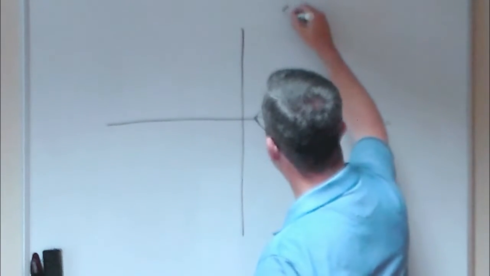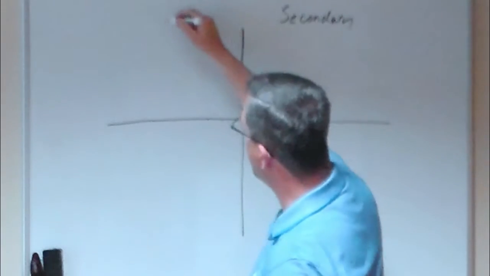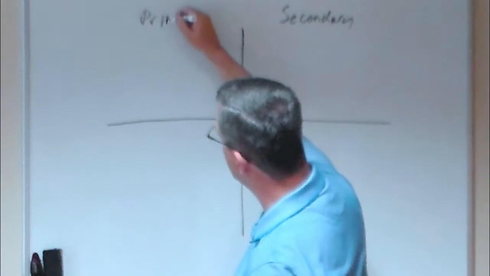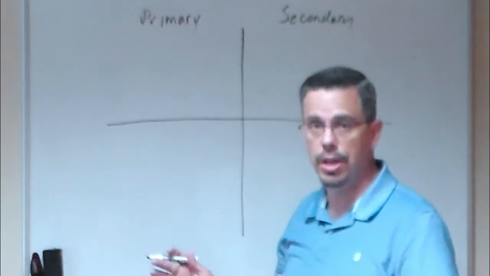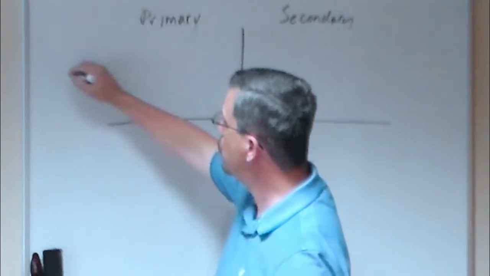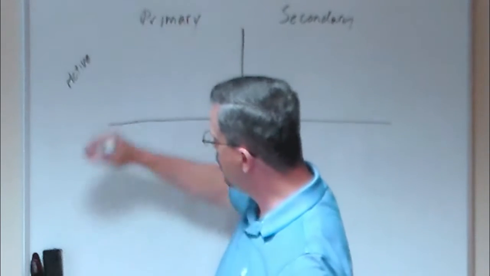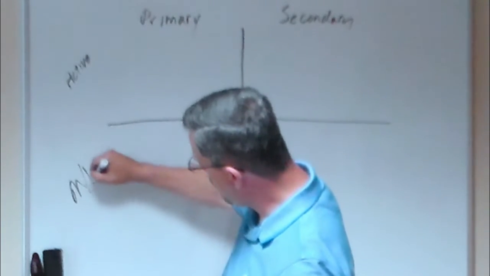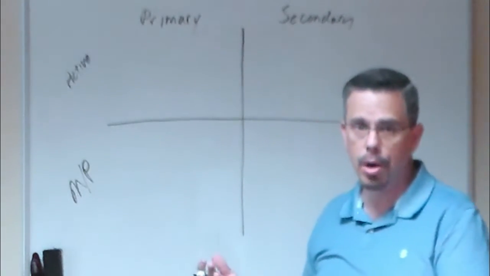So here we go. Let's look at the big chart first. So we're going to draw our quadrant again. In our quadrant, we have secondary endings over here. We have the primary endings. We haven't begun to deal with the secondary yet. We're about to get there, but we're not there yet. This would be the active voice. This is the middle passive voice.